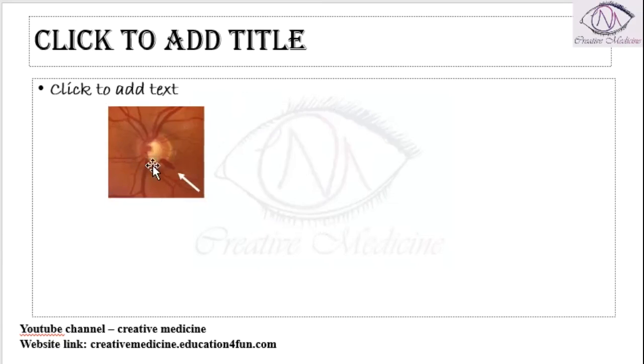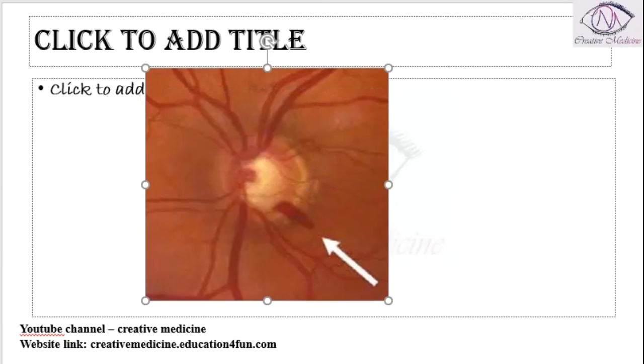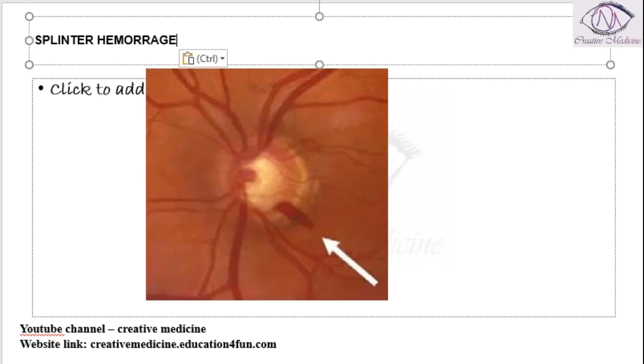Similarly, we have the presence of sphincter hemorrhages. These are the sphincter hemorrhages which are seen in the optic nerve head. Okay, so these are sphincter hemorrhages. So these are the different changes in glaucoma.